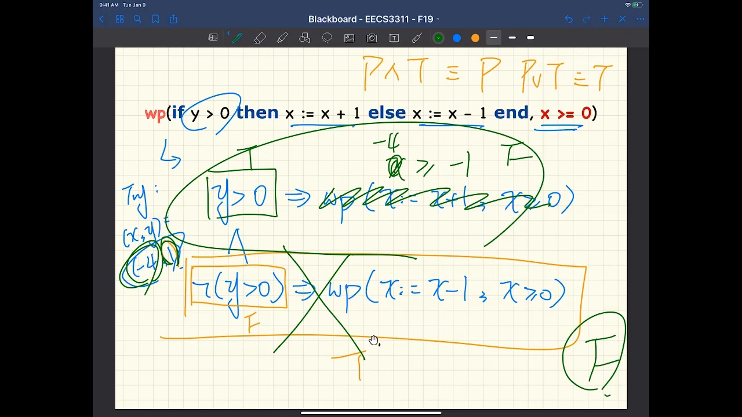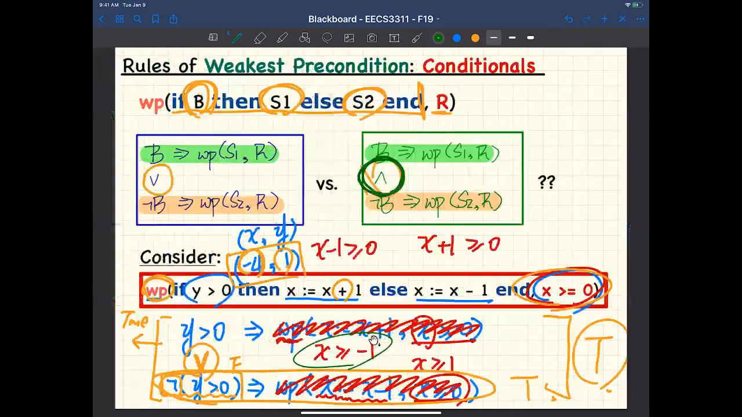The reason I'm doing this exercise is really to show you why you should choose conjunction over here as opposed to disjunction, to reflect the fact that both branches must be able to establish the postcondition, okay, not either one. If you choose disjunction to say either one, you're going to run into a problematic scenario. Okay?